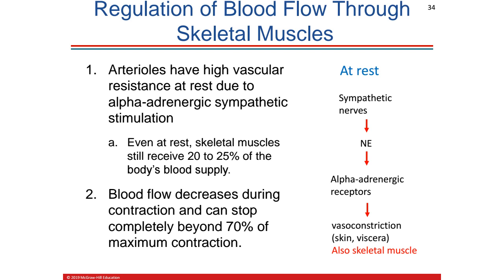Despite this sort of tonic vasoconstriction, even at rest, skeletal muscles still receive about 20 to 25% of the body's blood supply. And that's simply because there is so much of it. The skeletal muscle makes up a fairly large percentage of the total body mass.